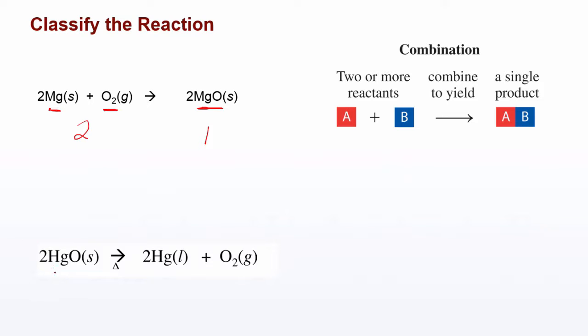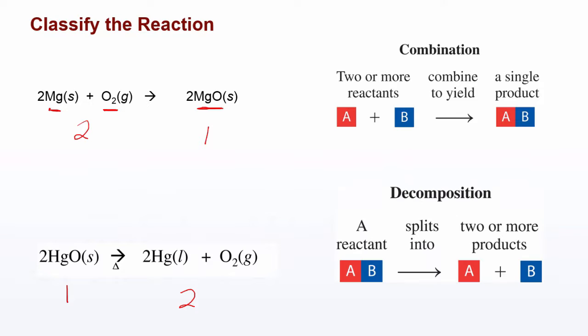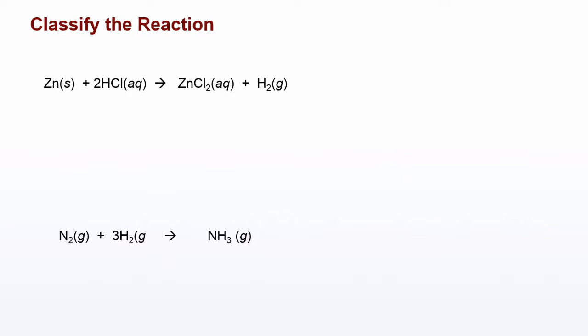So here we've got one reactant, and then it's splitting into two products. So we've got mercury oxide here, and then we've got two products, mercury and oxygen. So do you remember what that's called? It's kind of the opposite of a combination. That's a decomposition reaction. Okay, let's look at some more.